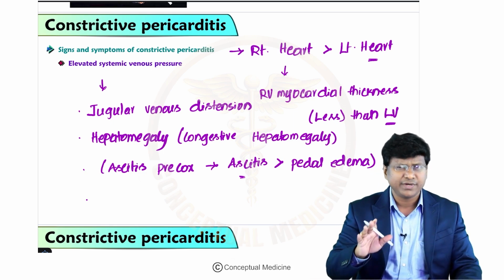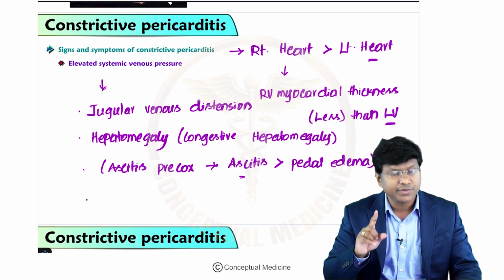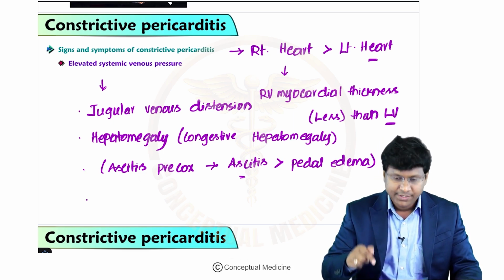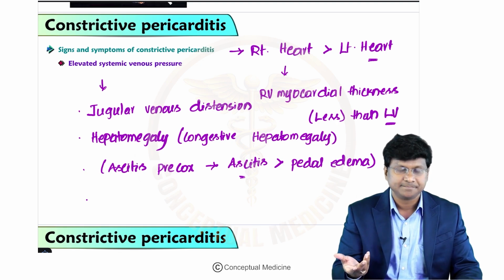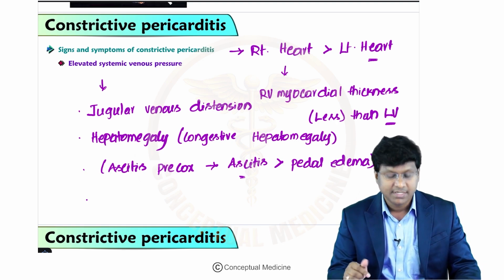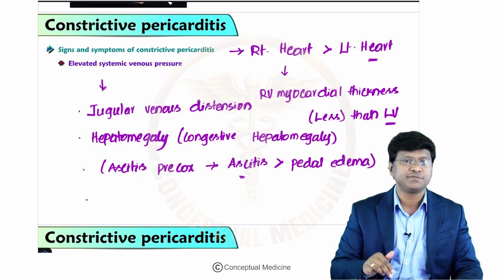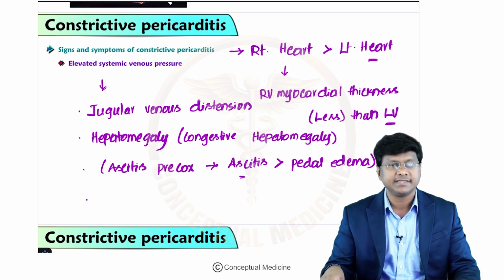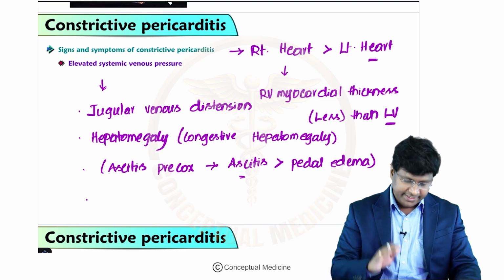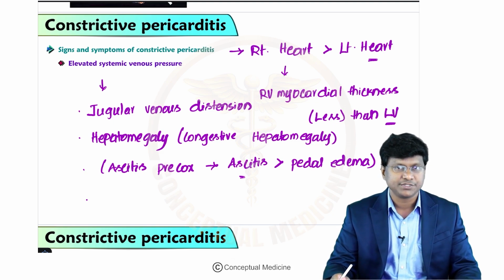So what do you mean by ascites first then followed by pedal edema? Usually you take any cardiac condition, you will have congestive cardiac failure, you will have the pedal edema first, then followed by that there will be development of ascites. But in these individuals, there will be development of ascites first, then followed by the pedal edema, right? So these are the features of the elevated systemic venous pressure.